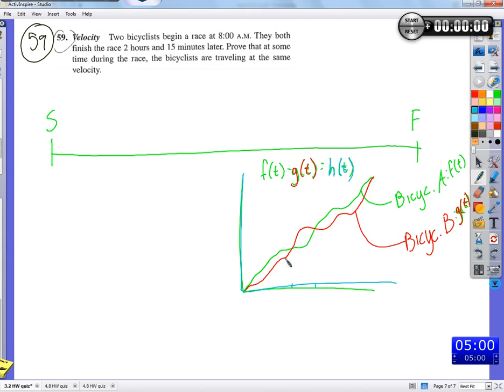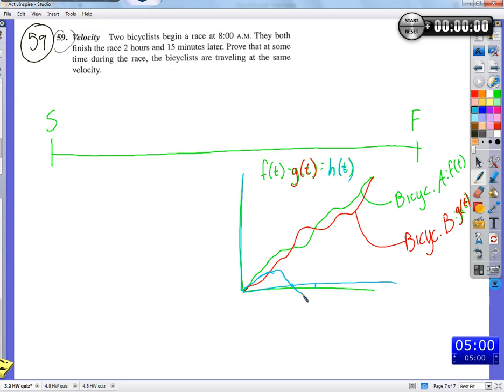A positive. A bigger number minus a smaller number should be a positive one. When we get here, what will we get? Zero. So there's going to be some positive values, and then we get down to zero. And then F is smaller than G, so we're going to take F minus G. What will we get? A negative.